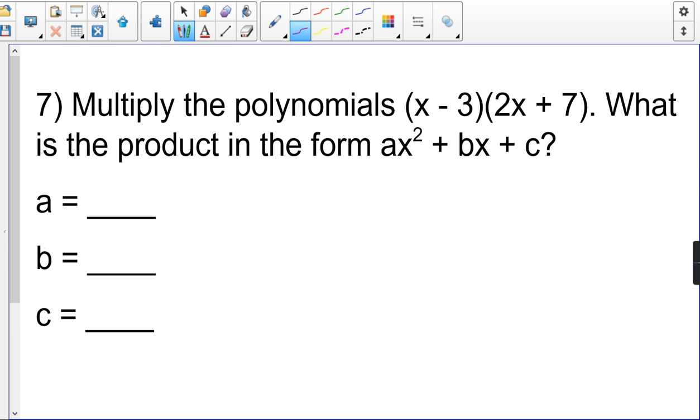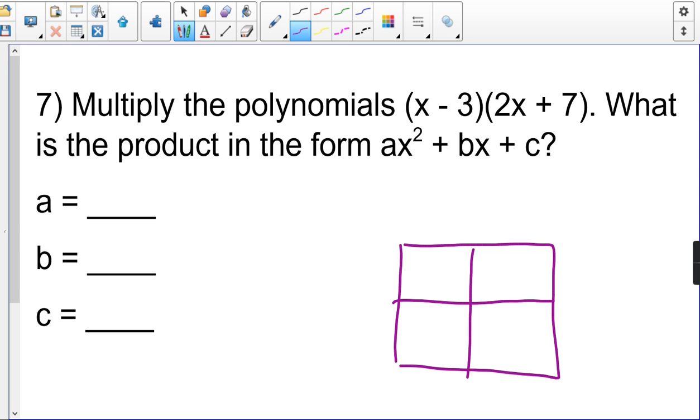Question 7, we need to multiply the polynomials x minus 3 times 2x plus 7, and then find the product in the form ax squared plus bx plus c, which is just telling us it's going to be a quadratic expression in standard form with an x squared term, then an x term, and then a number term. So we need to multiply two binomials, so we're going to make that 2 by 2 area model again. Put the length of x minus 3 on one side, put the width of 2x plus 7 on the other side, and start multiplying length times width for each of these boxes.